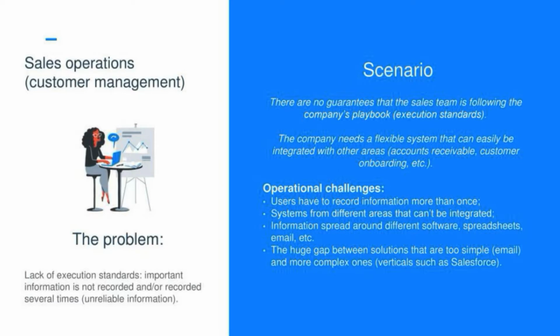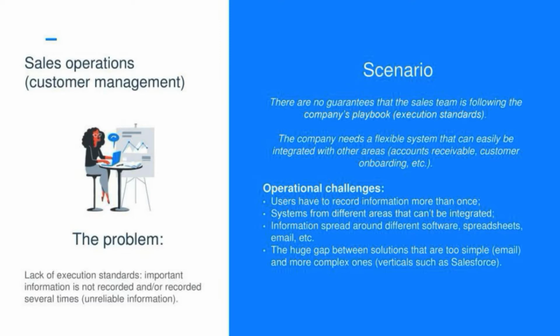The problem many companies face when managing their sales operation is the lack of execution standards. Important information is not recorded, or it has to be recorded several times, and it can generate duplicated records and unreliable information. The scenario is that there are no guarantees that the sales team is following the company's playbook, or you can't set clear execution standards. The company needs a flexible system that can easily be integrated with other areas, such as accounts receivable, customer onboarding, etc.